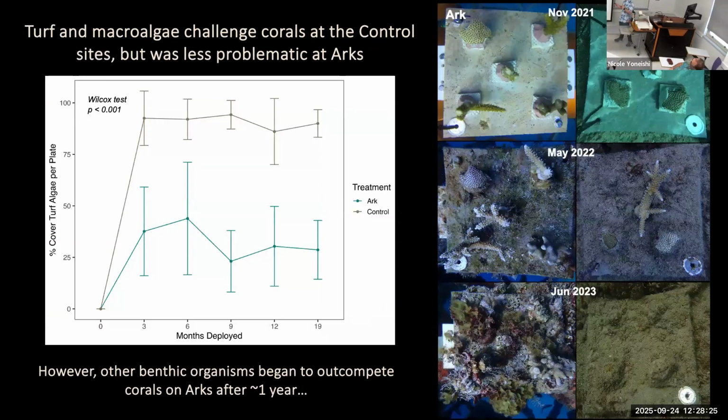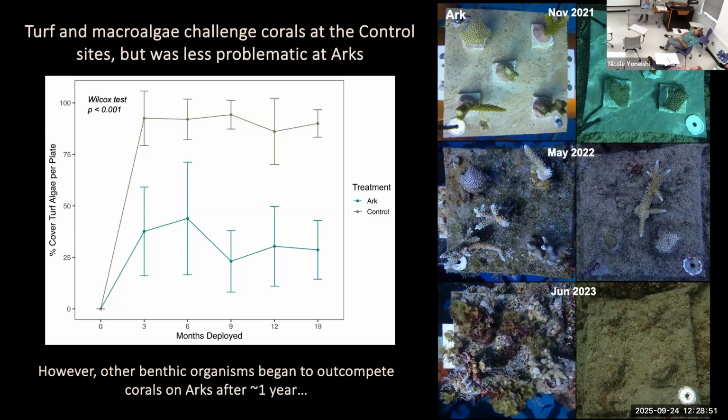Now here's where we get, I think, to some potentially interesting stuff. We know that turf and algae are driving microbialization. So we looked at the percent cover of turf algae on each of these plates. And we can see that on the control sites, it basically skyrockets immediately, and turf algae stays really high throughout the experiment. Whereas at the arcs, turf algae didn't skyrocket as high, and it stayed reasonably low and in control throughout the experiment. So what is going on here, right?